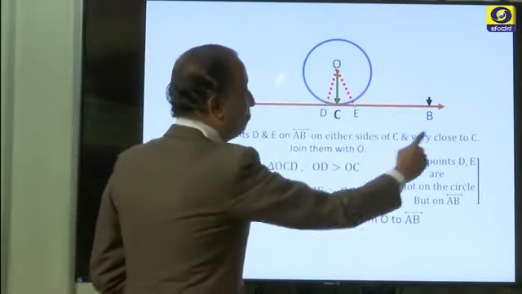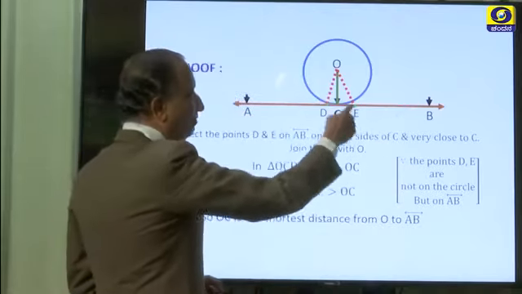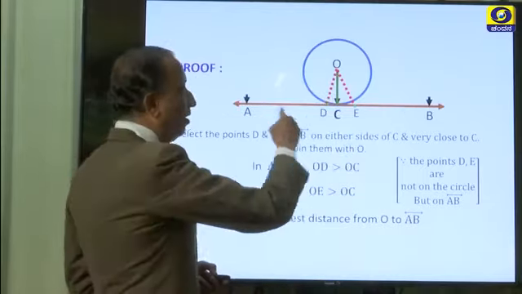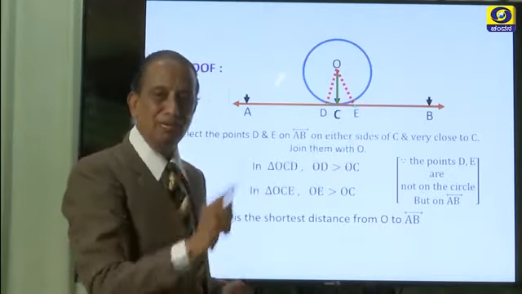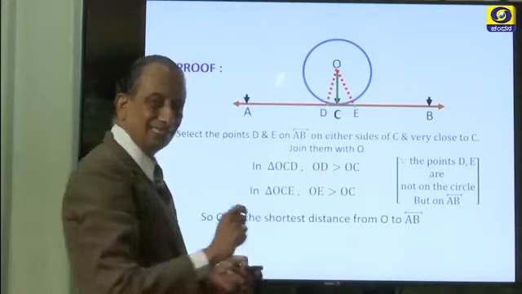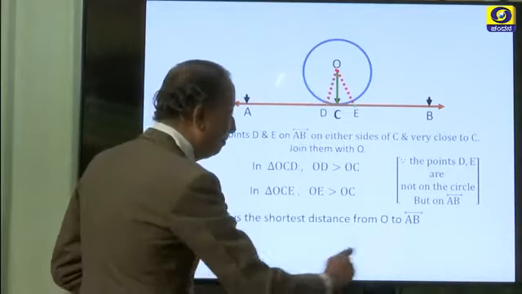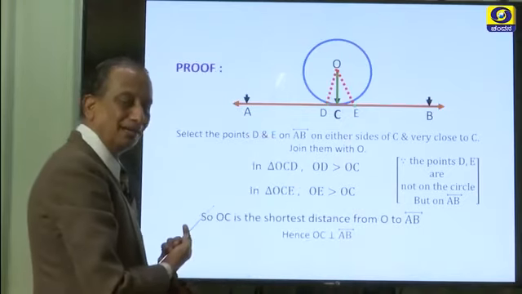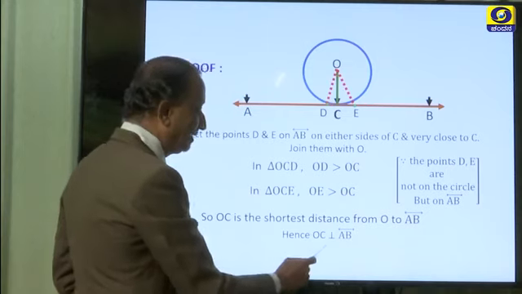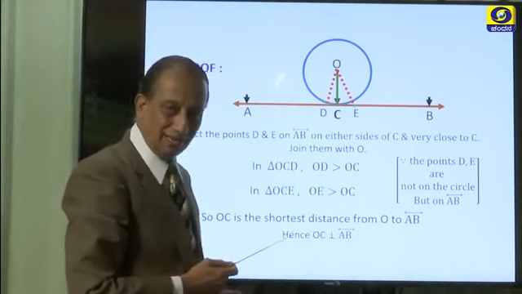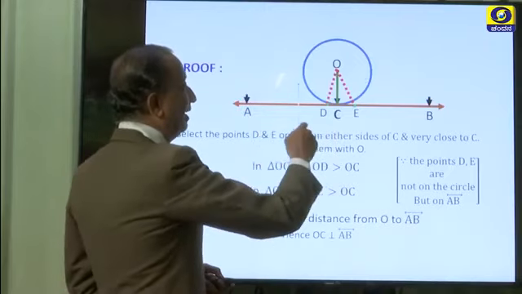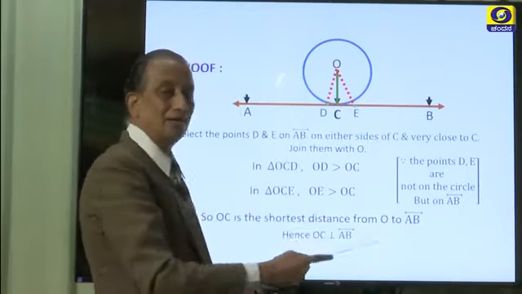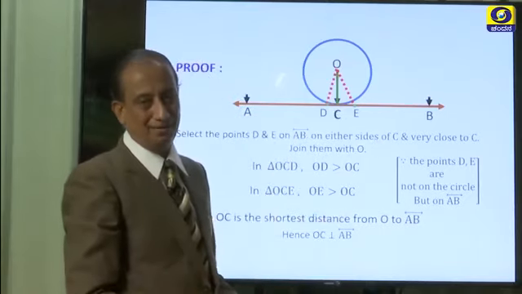If you take any number of points on AB, go on joining with O and compare their lengths with OC, you can understand that among all those lines OC is the minimum distance. So two cases are enough to show that OC is the minimum distance from this point to the straight line AB. Therefore we can conclude that OC, that is the radius, is perpendicular to the straight line AB, because out of all the lines that can be drawn from the external point O to AB, the least is the perpendicular.